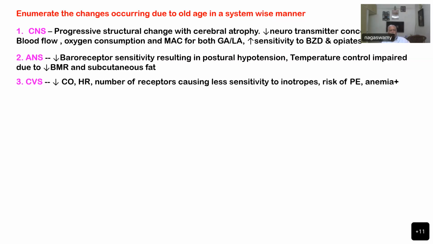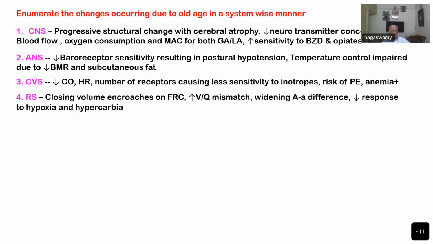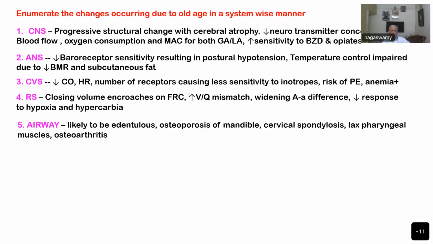cardiovascular system. Then with regard to RS, there is a closing volume that encroaches on FRC. So you may have air trapping. Increased VQ mismatch, widening of alveolar to arterial difference, decreased response to hypoxia and hypercarbia. Airway likely to be edentulous, osteoporosis of mandible, cervical spondylosis, lax pharyngeal muscles, and osteoarthritis.